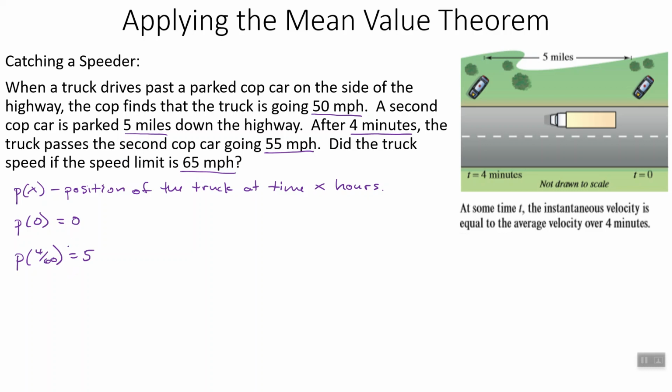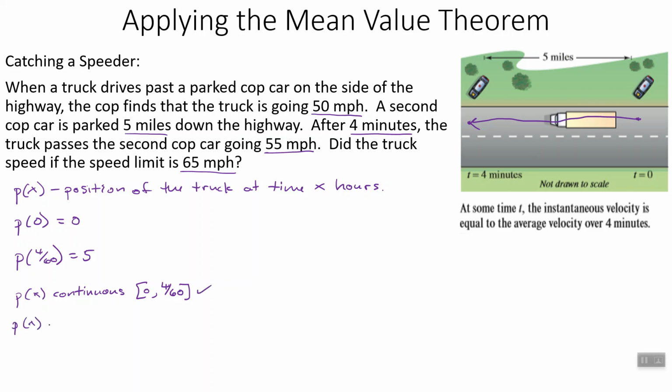Now his position is continuous on the interval from 0 to that 4 minutes, 4/60. There's no way he can teleport from one spot to another spot. He's got to go from point A to point B, and there's no way he can jump or leave the road or bounce off over here and then magically appear on the other side. So it's continuous. That checks out.